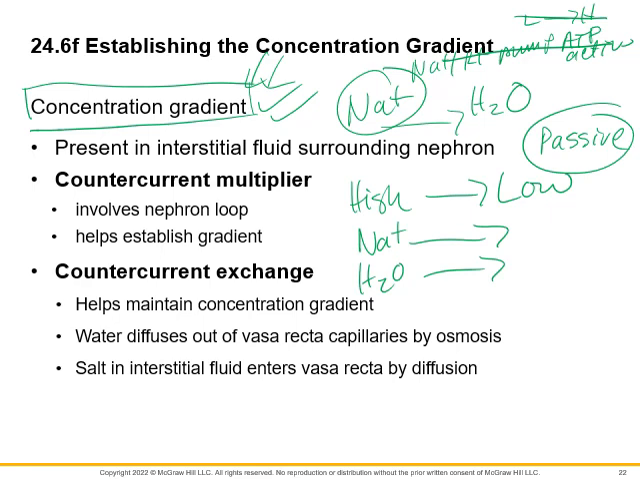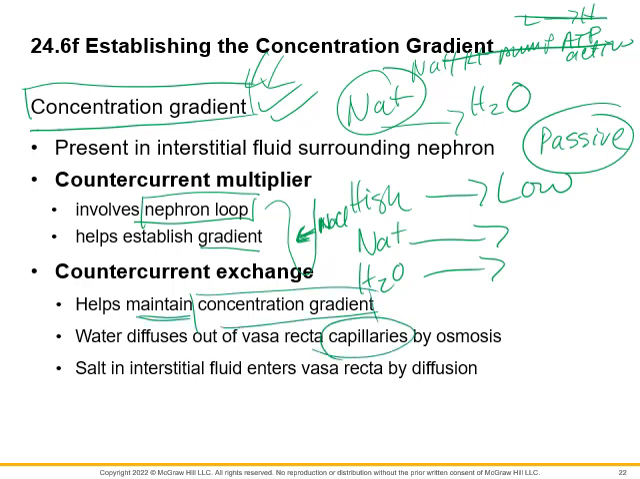And it gets a little difficult because they're talking about 2 different sections. So we're going to see how the nephron loop is going to help establish the gradient. We're going to see sodium chloride being pushed out of the nephron loop. And then we're going to see this concentration gradient maintained, and the interstitial fluid pushing items into the vasa recta capillary. This is called the countercurrent exchange. So let's go to the image and we'll talk about it.